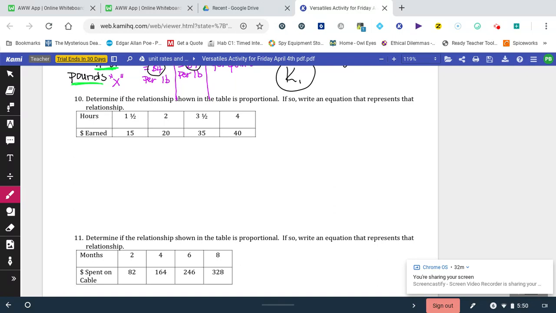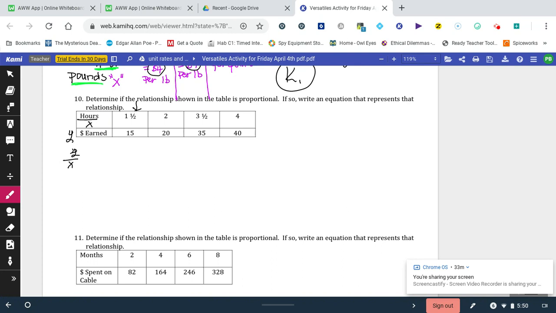Let's look at our units. Looking at our units, we have money and hours. Hours is a unit of time, so it's automatically x, which means money earned is automatically y. So we're going to take y and divide it by x for each one of these. We'll start off with this column.